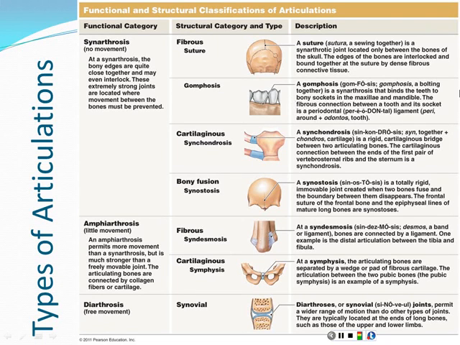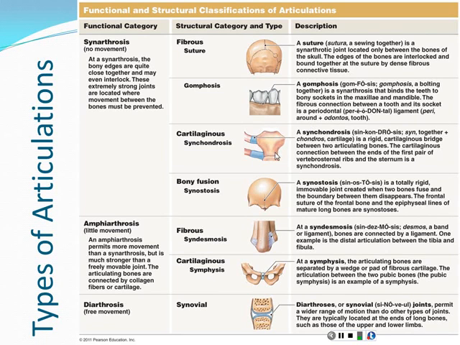And then, so these are both fibrous. In other words, there are fibers that are attaching the bones together, both in the suture and the gomphosis. There's a cartilaginous type of synarthrosis called a synchondrosis. This is where cartilage connects bone to bone.